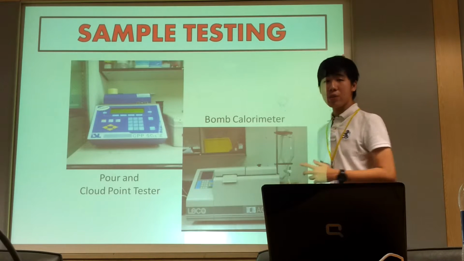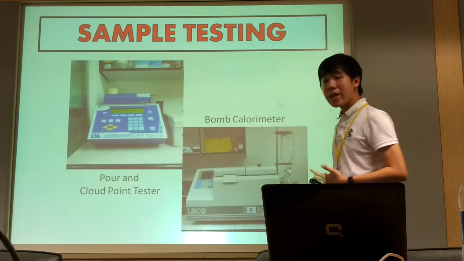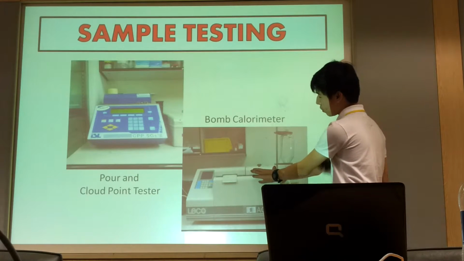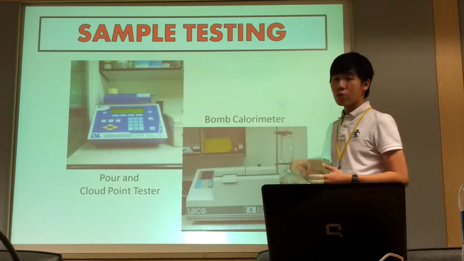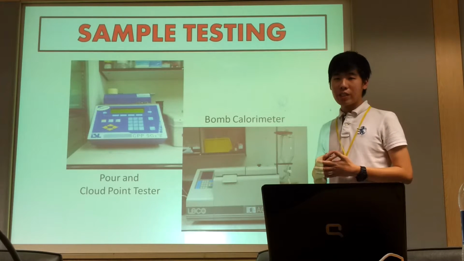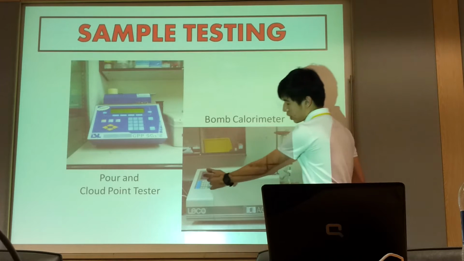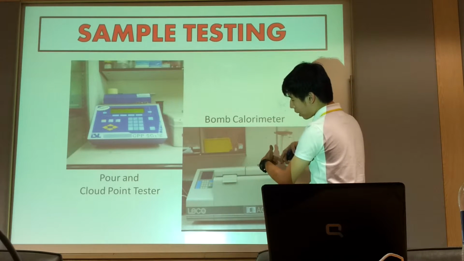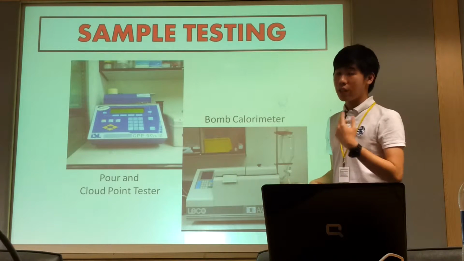Next is the bomb calorimeter. Firstly, you have to measure and of course weigh the sample. Then you put it inside here, and when you set up the apparatus ready, you just wait for probably around 15 minutes to 20 minutes. Then you get your results. It's all automatic. It will be presented here, and you just put the wire strip inside to test for the heating value.